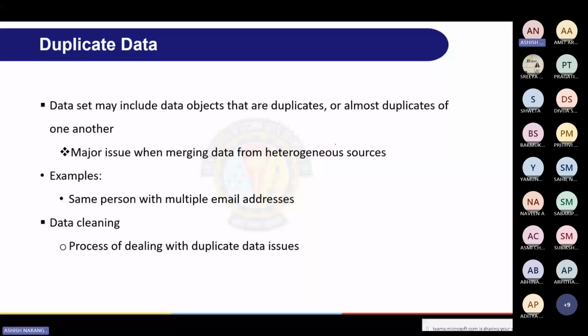Data set may include duplicate objects also. The reason being that sometimes you collect data from multiple places, right? Maybe you are collecting some customer data and the customer exists with the same email ID across multiple data sources. That's duplicate data. So when you are aggregating the data coming from multiple sources, you need to find out duplicate records, right? There are ways to clean the duplicate data, so we can find out which are the duplicate records and eliminate them.